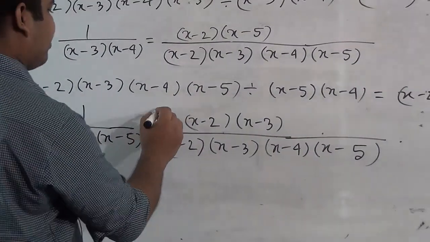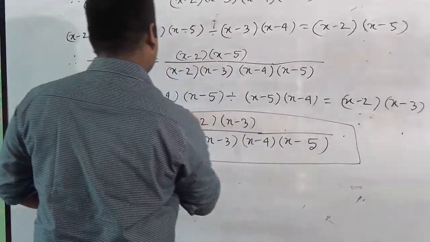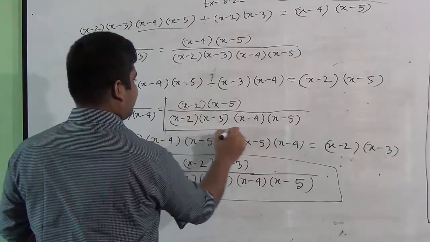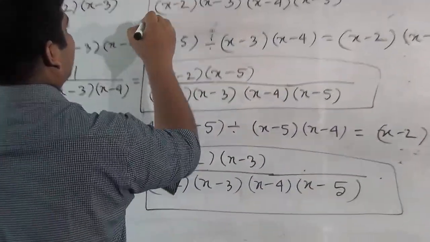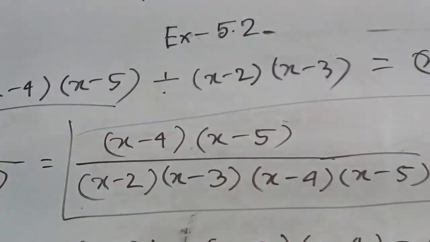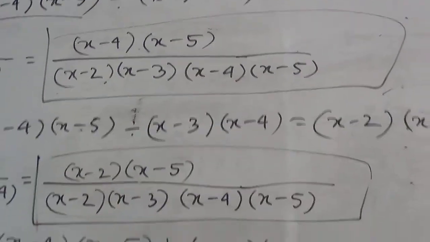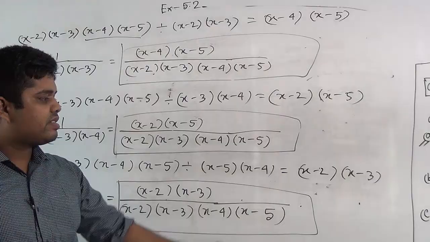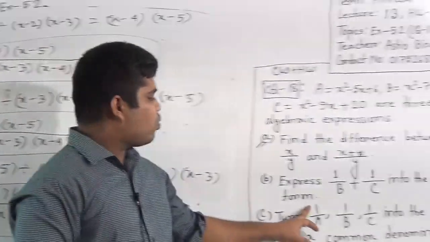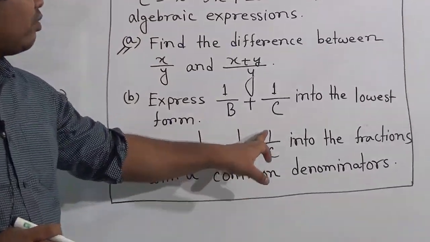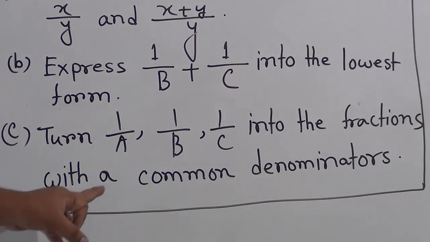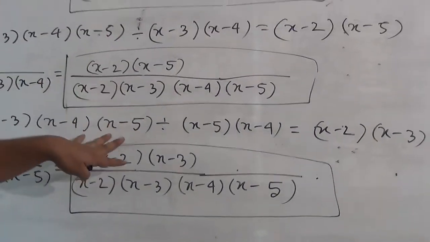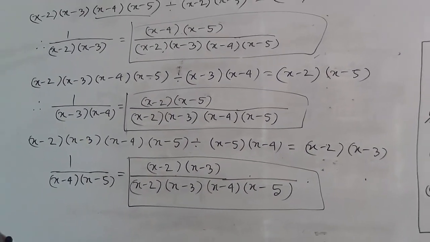My dear students, here you notice these fractions: the denominators are now the same, the same, the same. So we turn 1 by a, 1 by b, 1 by c into fractions with a common denominator, which we have already done in our complex number problems.